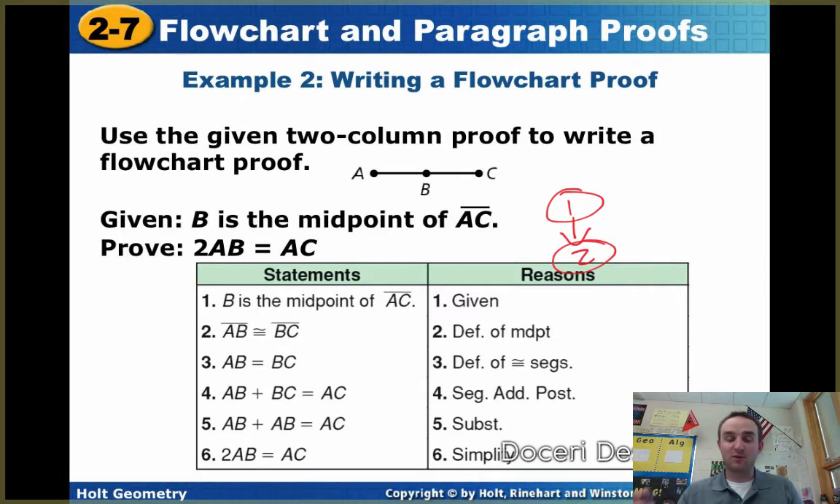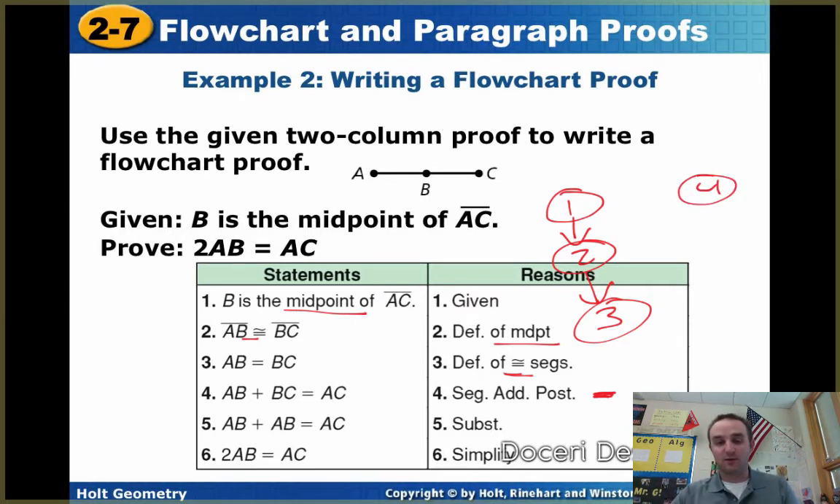Definition of congruent segments. Well, again, I'm going straight from step 2 to step 3 here, because I went midpoint to definition of midpoint to definition of congruent. We said they were congruent, now definition of congruent. So now step 4, segment addition postulate, kind of comes out of nowhere. Okay, that doesn't have anything to do with the AB is equal to BC or any of the other ones. So really step 4 is on its own there.